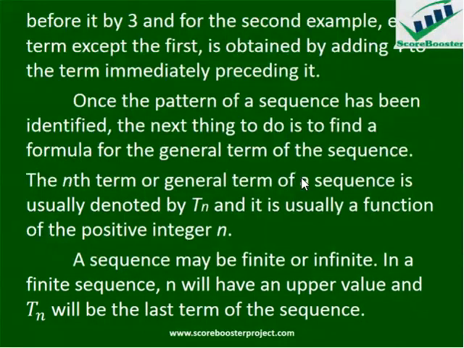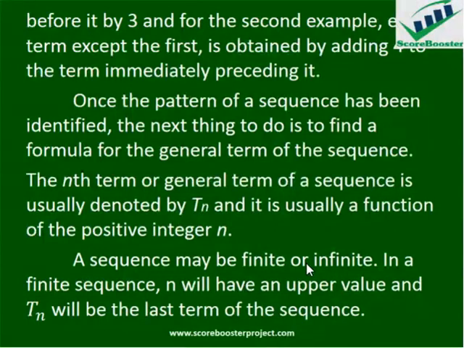The nth term or general term of a sequence is usually denoted by t subscript n, and it is usually a function of the positive integer n. Positive integers are numbers ranging from 1 to infinity. The nth term must be in a way that it will be able to generate all the terms in the sequence as n increases. A sequence may be finite or infinite.